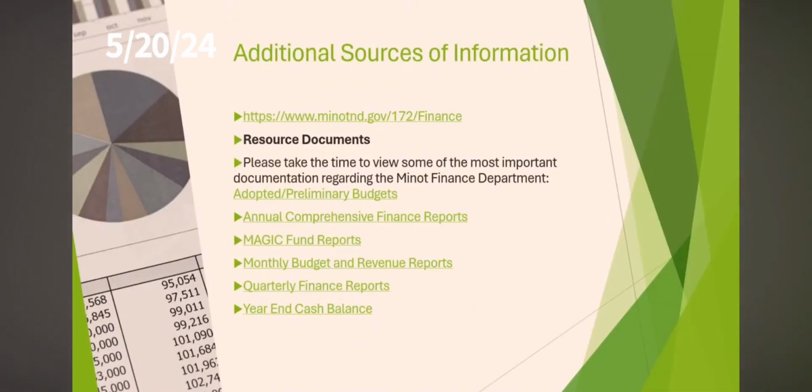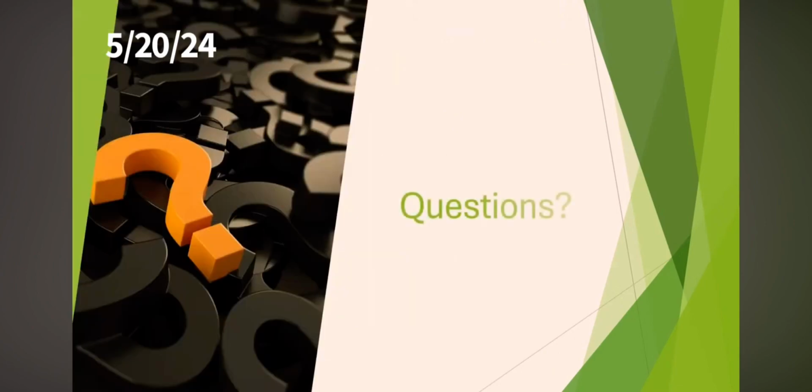Okay, this is just a quick slide to show some additional sources of information. A lot of these reports are published on the finance webpage. So if you go to the finance webpage, which is the top link there, all of these items have a link here. You can look at all the budgets, the annual reports, Magic Fund reports, monthly reports, quarterly, and then year-end cash balances as well. That's all I have. I'll stand for any questions.